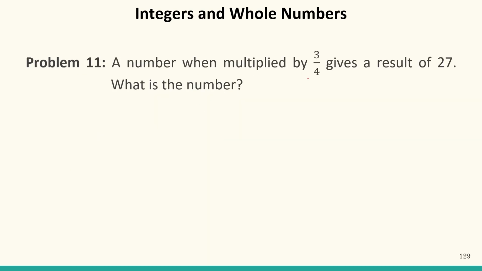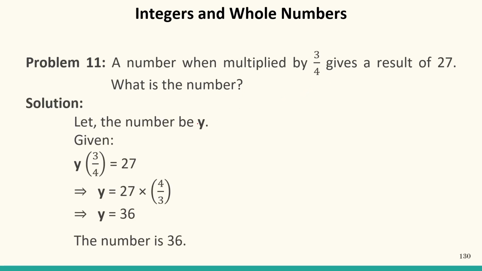The number multiplied by 3/4 gives a result of 27. So what is the number? Let the number be y. So y into 3/4 is equal to 27. So y will be 27 into 4/3. That is, y is equal to 36.